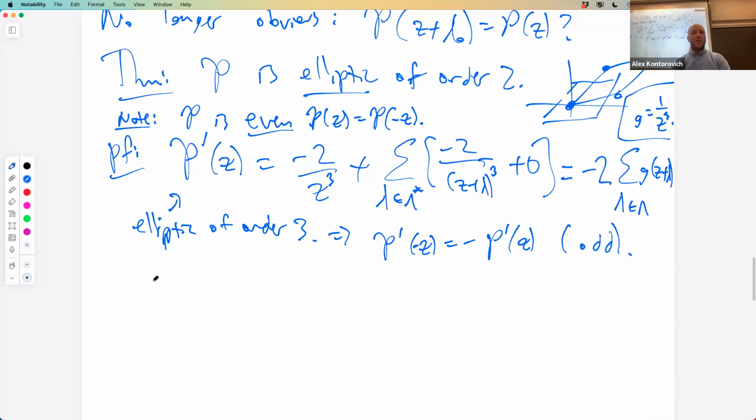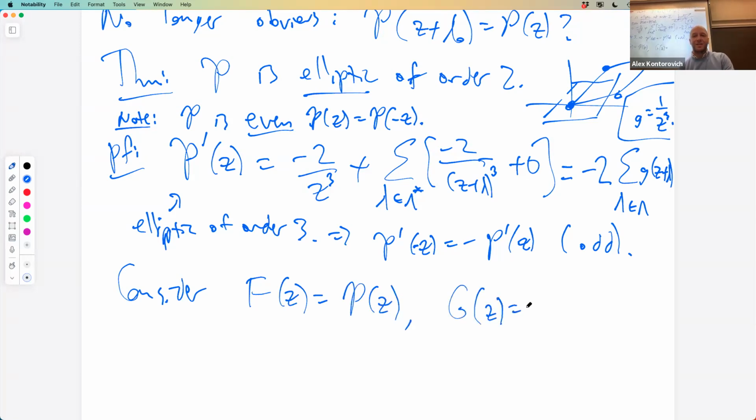Okay, so now consider two functions. Consider f of z, which is just P of z, and g of z, which is P of z plus some lattice point. I have two functions, f and g. f is just P itself. g is P translated by any lattice point.